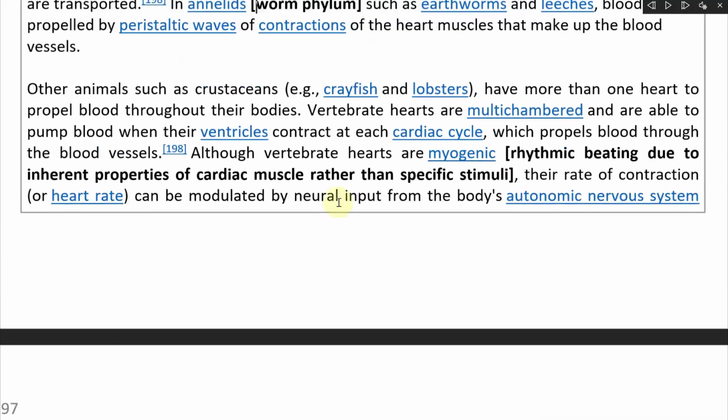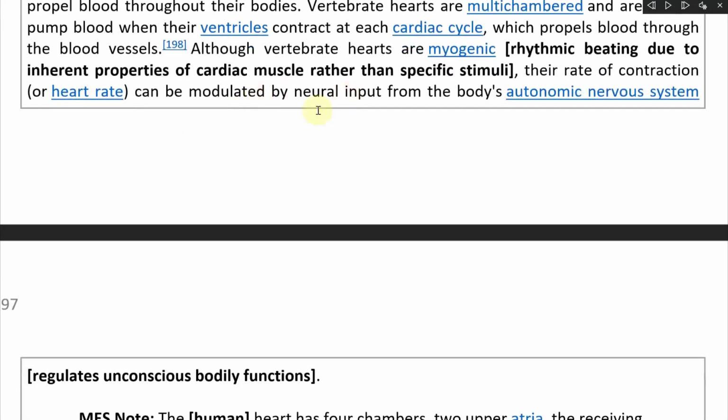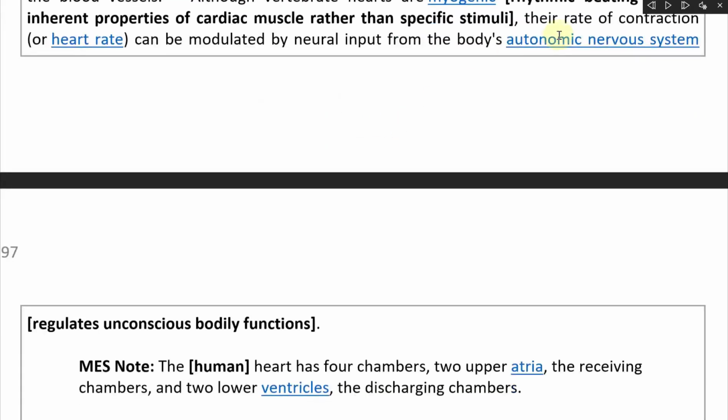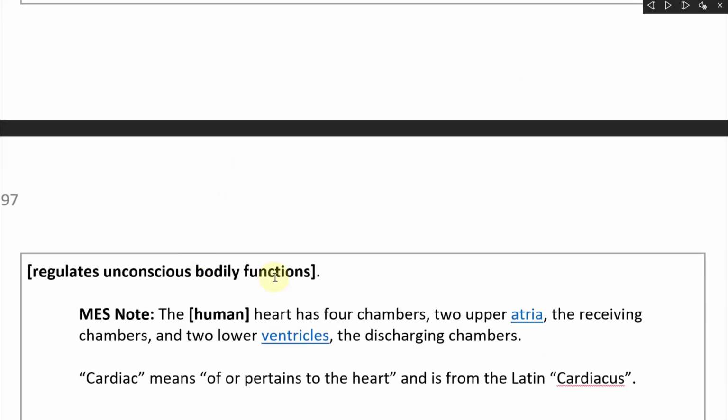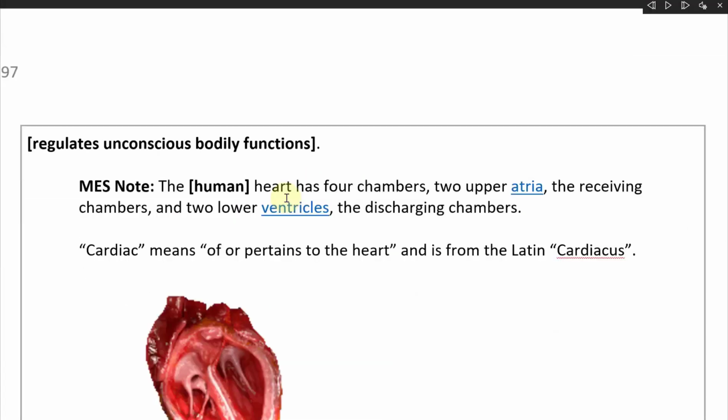Basically, what it's saying here is that although vertebrate hearts are myogenic, that means there's just rhythmic beating of the cardiac muscle without any specific stimulus. It just keeps beating. The rate of contraction can still be modulated by neural input from the body's autonomic nervous system, which regulates unconscious bodily activities, such as when there's a lot of stress, your heart pumping, or lions chasing you.